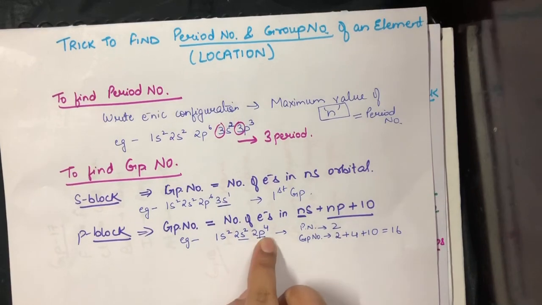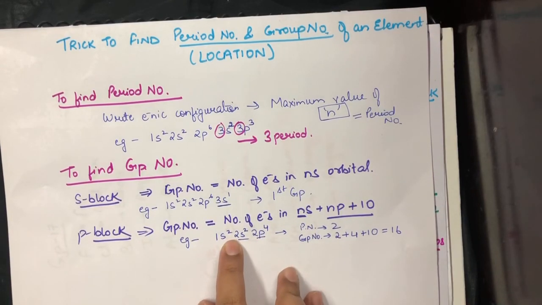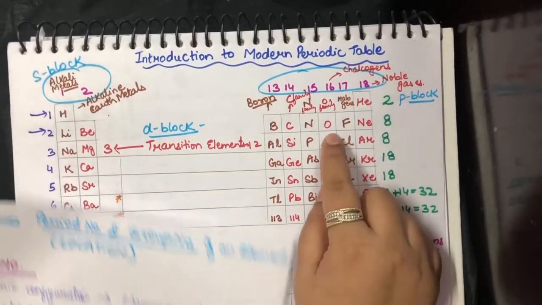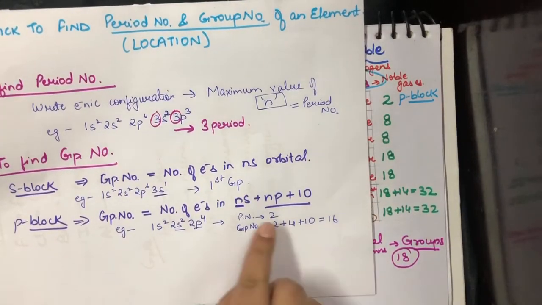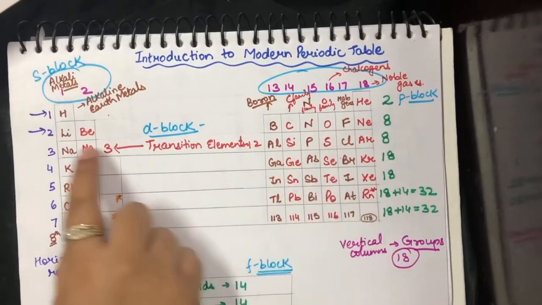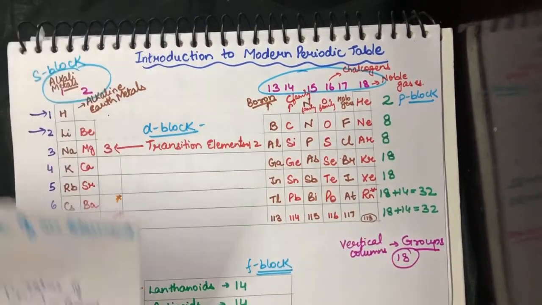Now let's check. This is 4 plus 4, 8. So this is my oxygen. Let's see where oxygen is placed. Oxygen is placed in group 16. See. And if I'm talking about the period number, where is oxygen? Oxygen is again in period second.